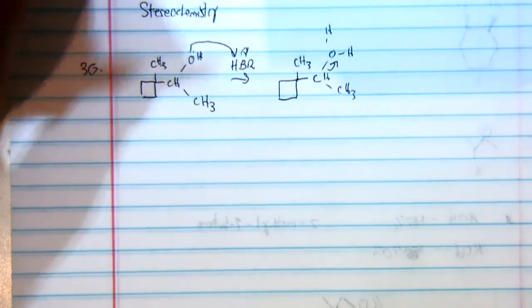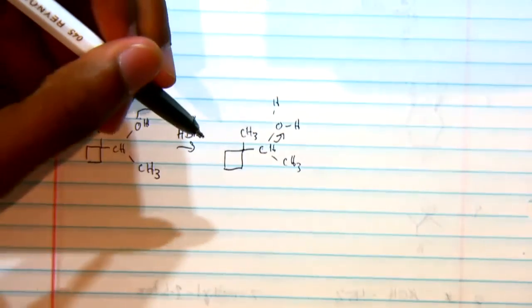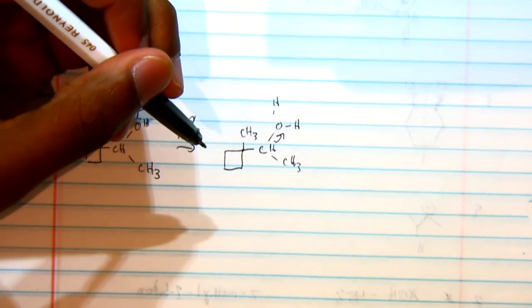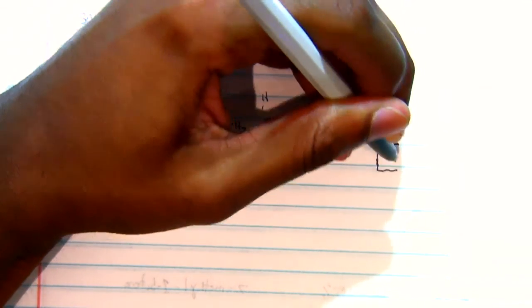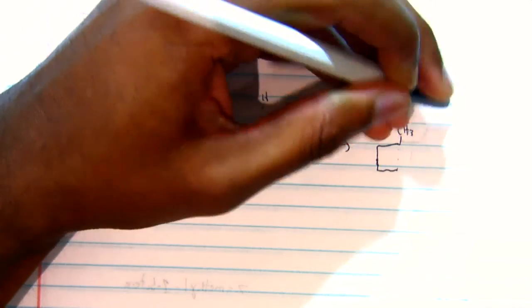Can you guys see this? Okay, yeah, so once that leaves, what's this going to be, positive or negative? It's going to be positive, right? Let me draw that out and I'll show you what it looks like. So let's leave it CH3 and then CH. This is going to be positive. And then we have a CH3 here.